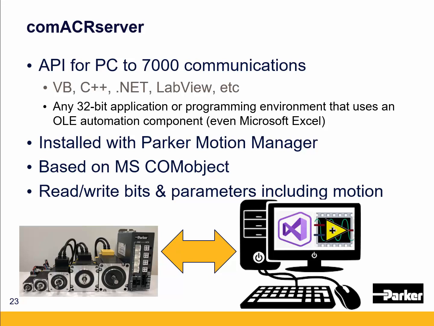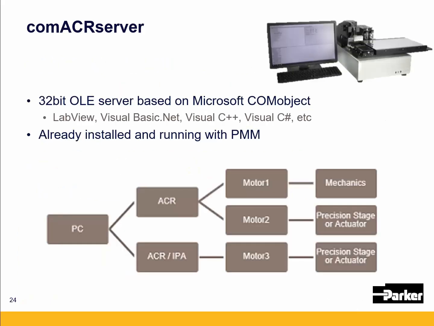The comms for the 7000 and IPA are the same as the 9000. Any code you've developed for the 9000 will also work with the 7000. So the 9000 used ACRView that also had the same exact comACRserver running in the background. We've not made any changes between ACRView and Parker Motion Manager, so communications are all the same. Whatever worked on the 9000 will also work on the 7000. No need to start over there.